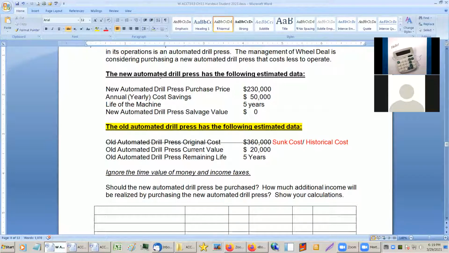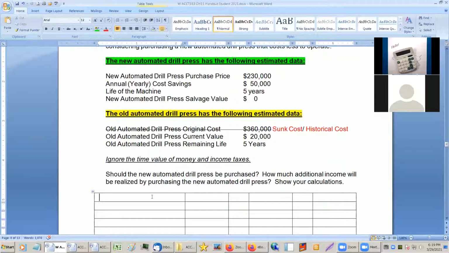Okay, so let's head back up here to the new piece of equipment, and let's go through and see the relevant data. The new automated drill press, the purchase price. Okay, so we've got this new drill press that we're thinking about getting.